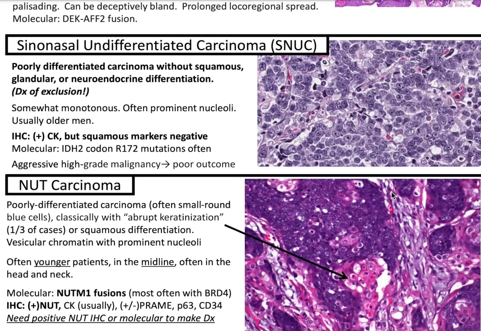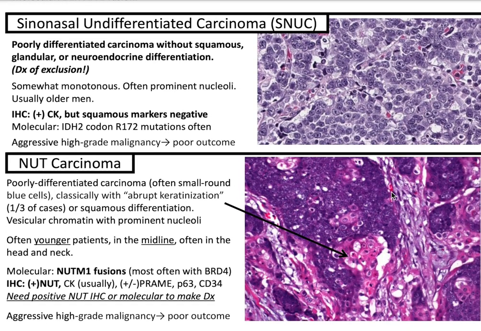SNUC, or sinonasal undifferentiated carcinoma. This is poorly differentiated carcinoma without squamous, glandular, or neuroendocrine differentiation. Thus, it's a diagnosis of exclusion. It's somewhat monotonous, with oftentimes prominent nucleoli, and usually demographics are older men.